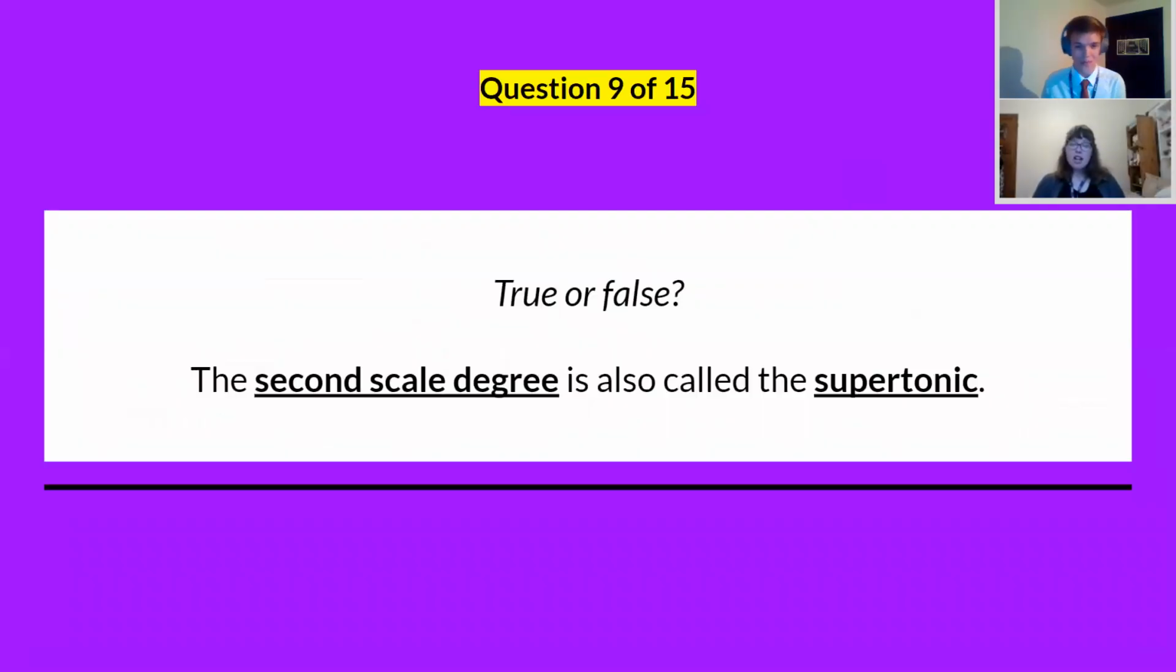Question number 9, another true or false. The second scale degree is also called the supertonic. So think of super and sub, what they mean. They have very specific terms and definitions. So second scale degree is called the supertonic. True or false?